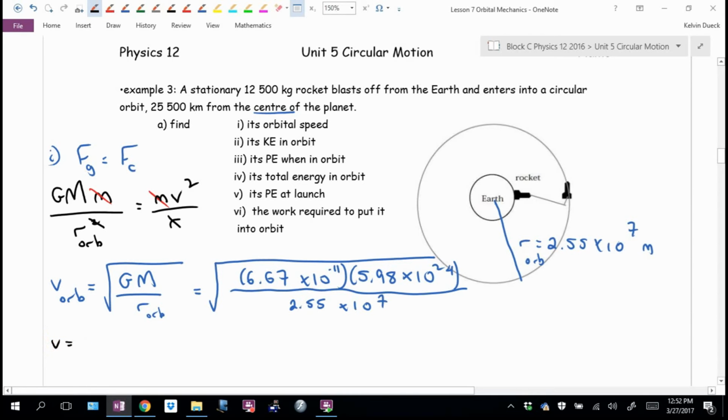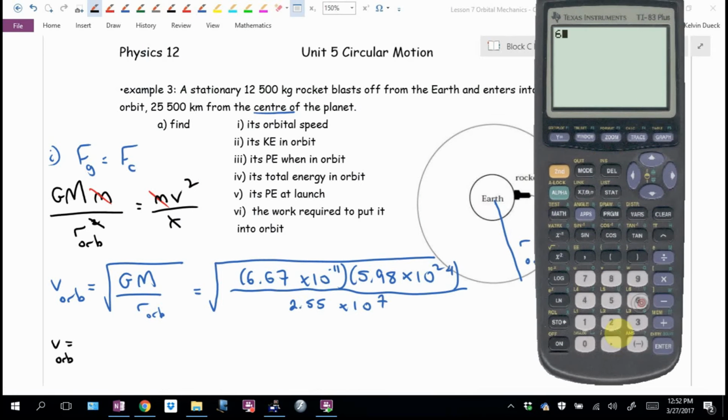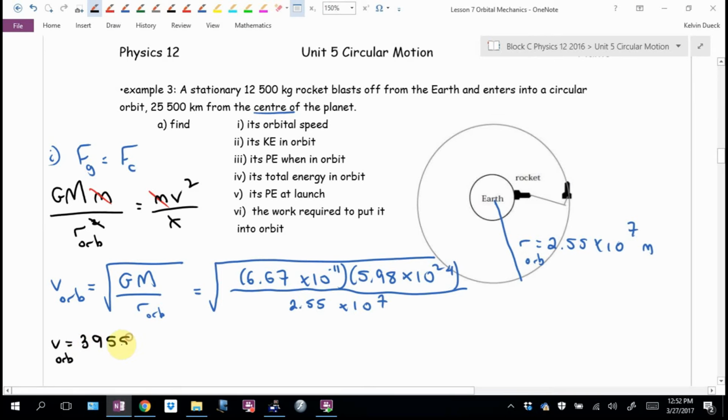What do you get? 3950, is that what somebody said? It sounds familiar. 6.67. Again, if you're not practicing with your calculator, you're setting yourself up for some ugliness here, because these are not that easy to type in. So you'd rather make your silly mistakes in class. I'm going to write 3955. I'll carry the extra sig figs because we're going to use this. And I guess that would be meters per second.